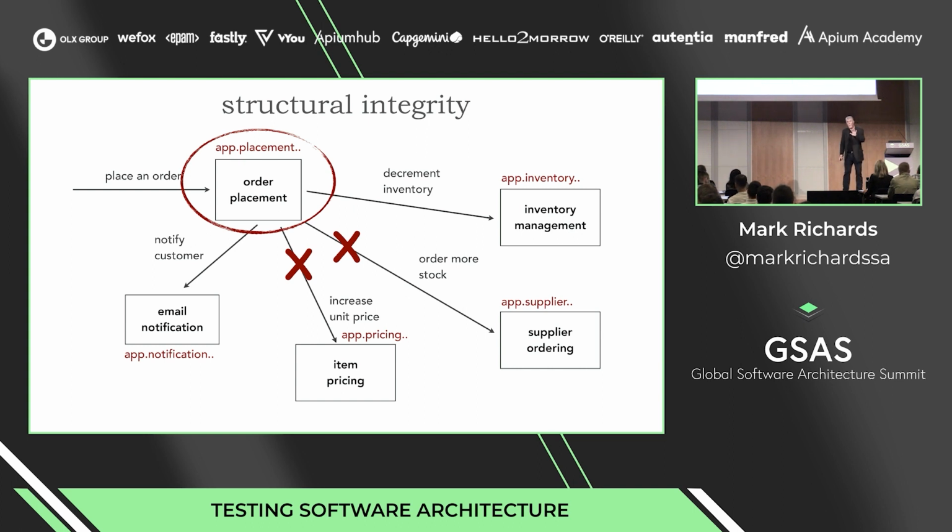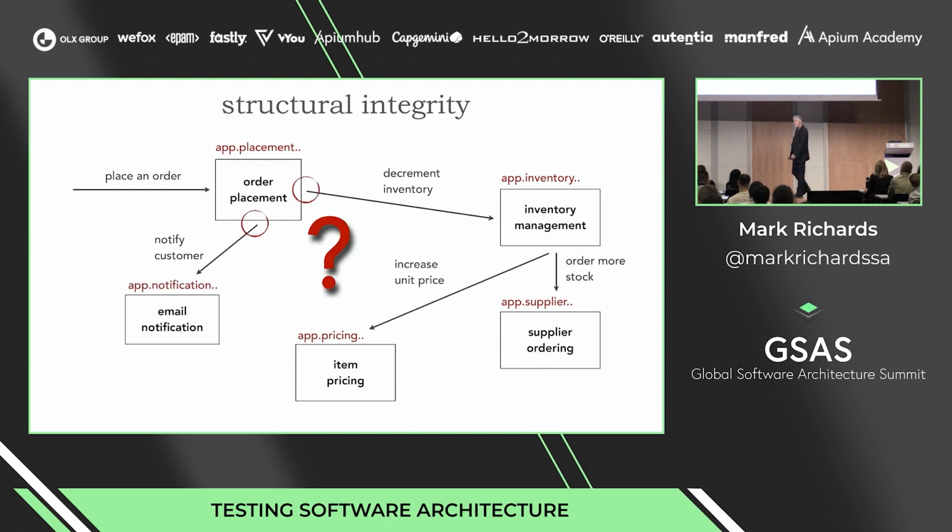So, we don't want these two coupling points, but rather we move them to inventory management. Now, order placement is less coupled in the system. That's what the law of Demeter is. Okay, little piece of trivia there, but that's our architecture now. How do I maintain that structural integrity? How do I ensure that order placement's not going to talk to anybody else?